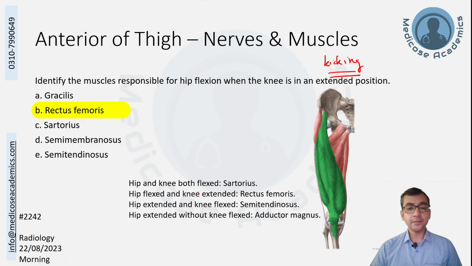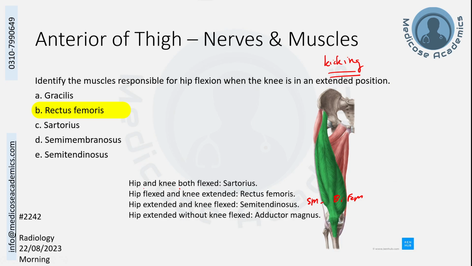The other muscles you can revise here: flexion at both hip and knee joint, that is sartorius. Hip flexed, knee extended, that is rectus femoris. Hip extended, knee flexed, that is the hamstring muscles, which include semitendinosus, semimembranosus, and biceps femoris. And extension of the hip joint without acting on the knee, that is the adductor magnus, because it does not cross the knee joint.